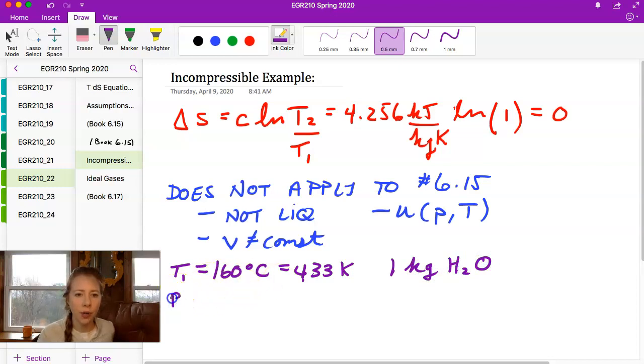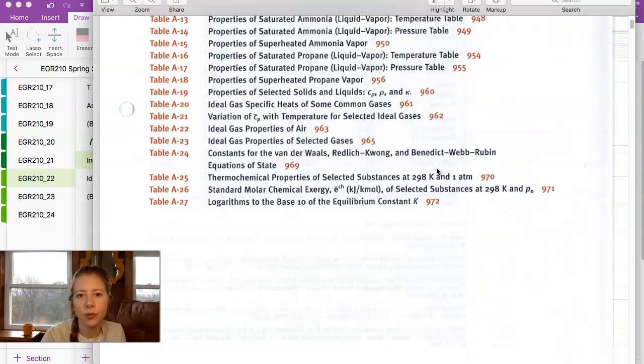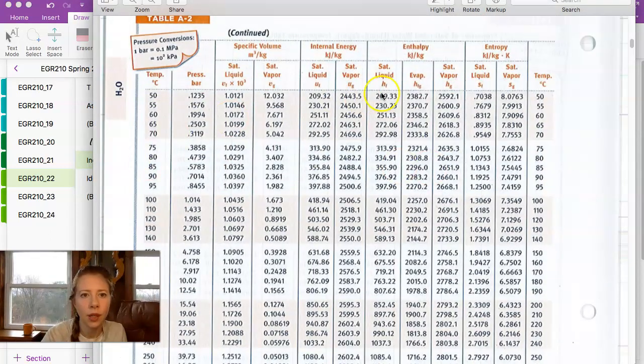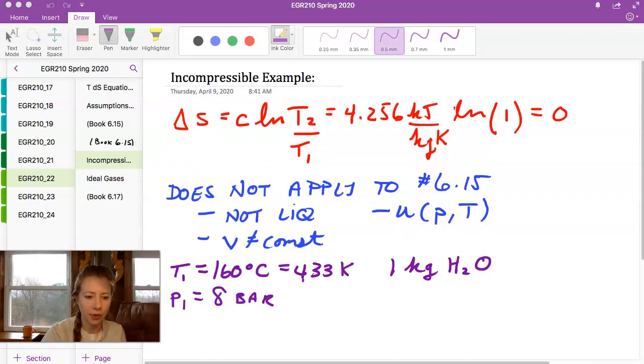However, our initial pressure is 8 bar. So if we go back to our tables for water, if we have a temperature of 160 degrees Celsius, then to be within the vapor dome, our pressure has to be at most 6.178 bar. So we are to the left of the vapor dome. So we're dealing with a liquid here, which may be modeled as an incompressible substance. So the incompressible model will work on this problem.